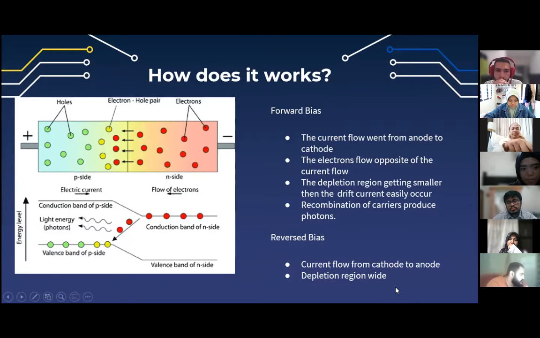Such as in the bottom picture, the top right is the electron moving downwards to the valence band of the p side. So it recombines and produces photons. When photons are produced, light is emitted from the LED. Opposite to that is reverse bias. When reverse bias occurs, the electrons flow to the other side, and the recombination will not occur. Thus, the light does not emit from the LED.